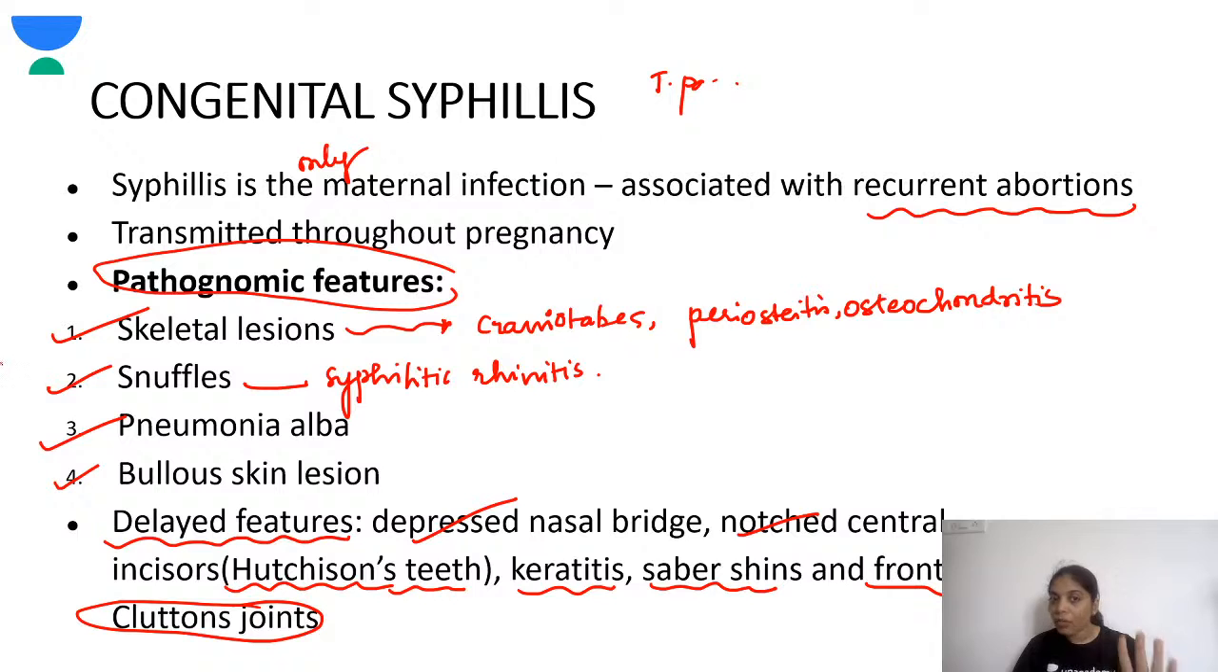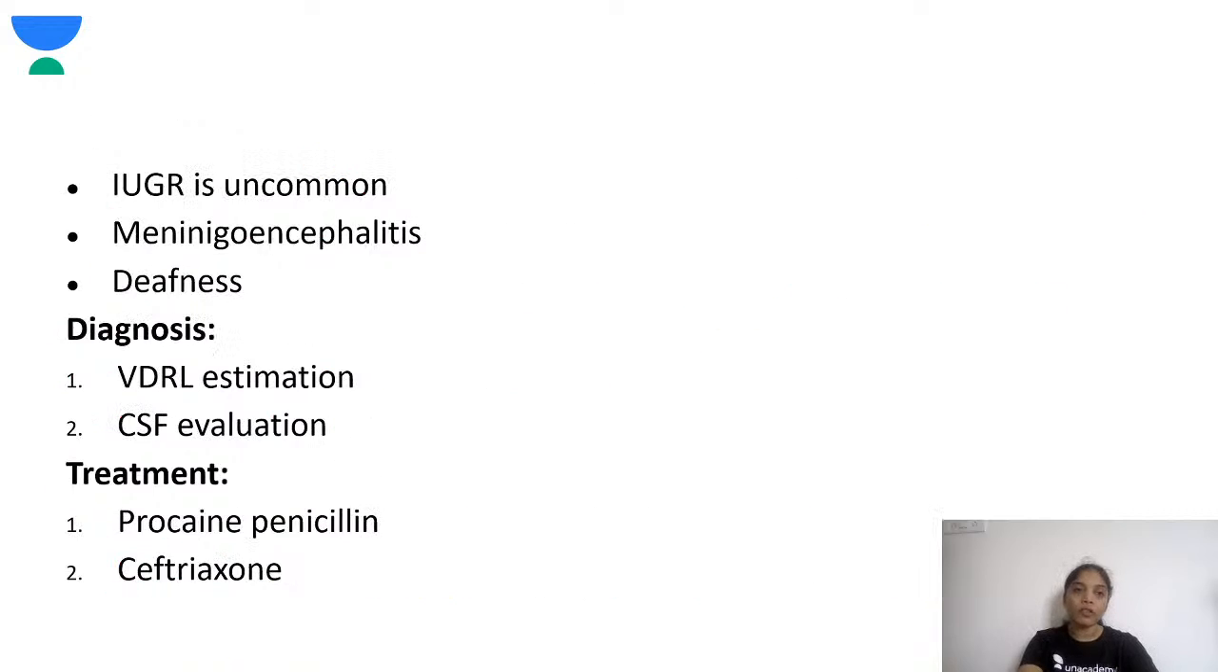There is syphilitic rhinitis or snuffles. Then there could be pneumonia alba, Hutchinson's teeth, saber shins, and craniotabes. But craniotabes can happen in so many other conditions like rickets, and hypothyroidism, right? Then you need to remember Clutton's joint. So these are the very important features you need to know about congenital syphilis.